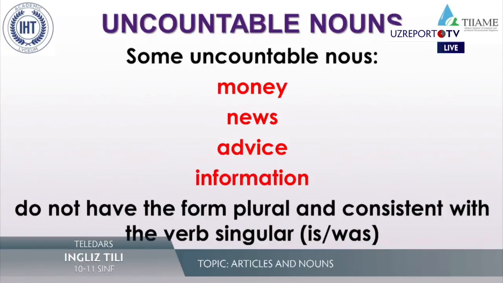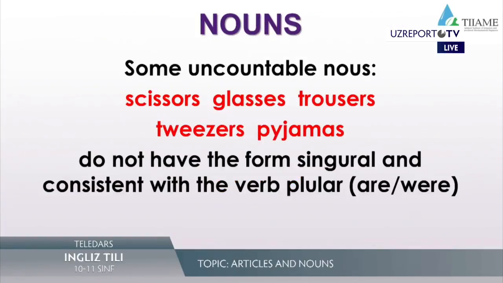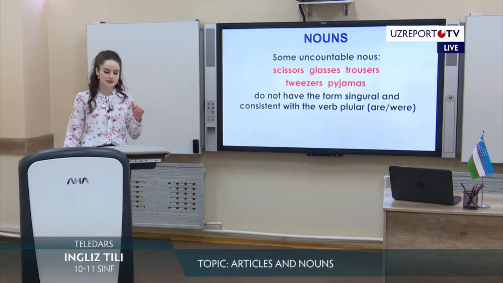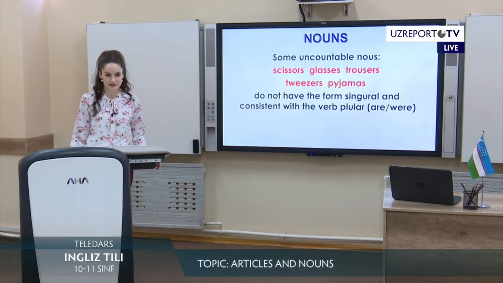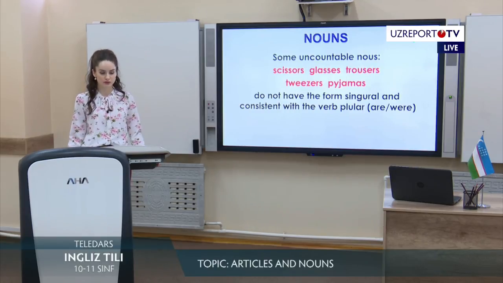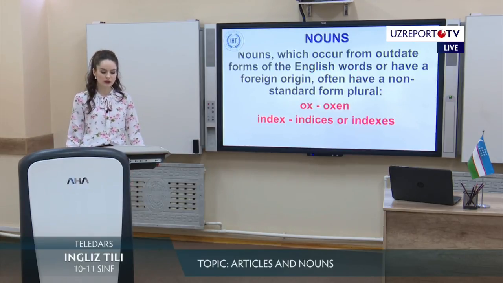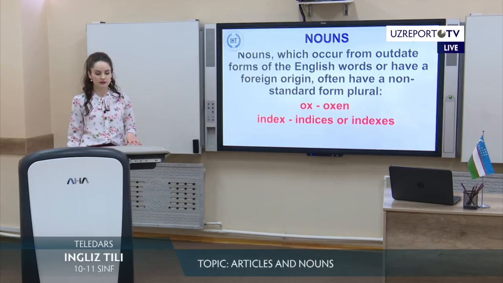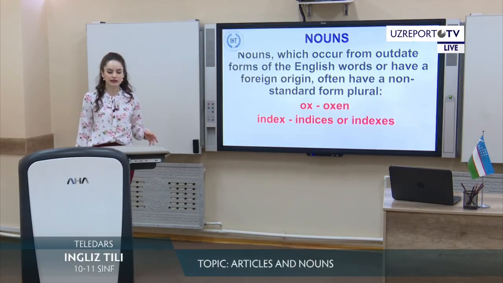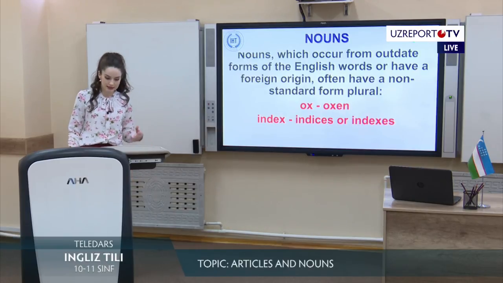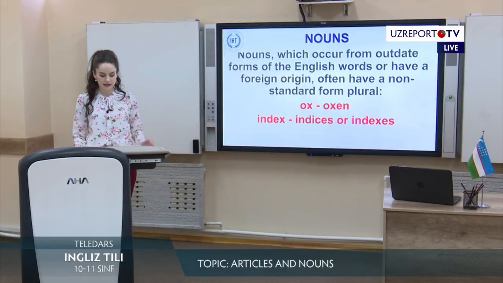Well, some uncountable nouns like money, news, advice, information are used with is and was, only with an auxiliary verb which has singular form. So what about scissors, glasses, trousers, tweezers, pajamas? They are used with an auxiliary verb in plural form. So non-standard words from another origin like ox, oxen, or indexes or indices.